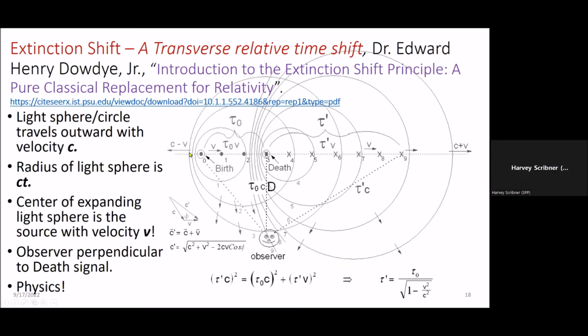But this is what he says, that the light signal, if you have a source moving horizontally at this position right here and emits, he calls it the burst signal right here.